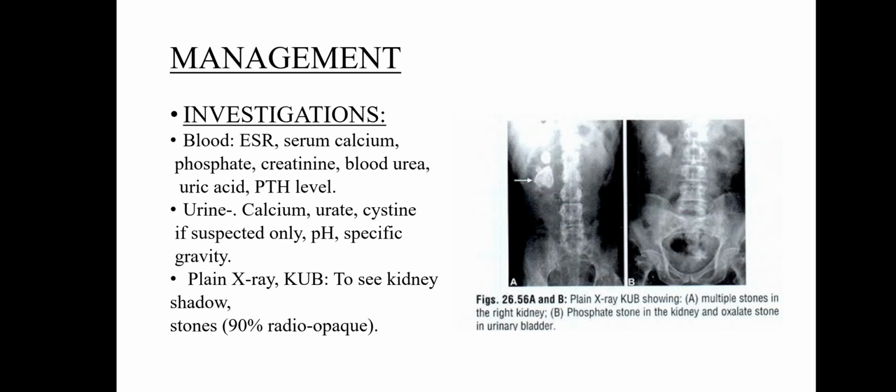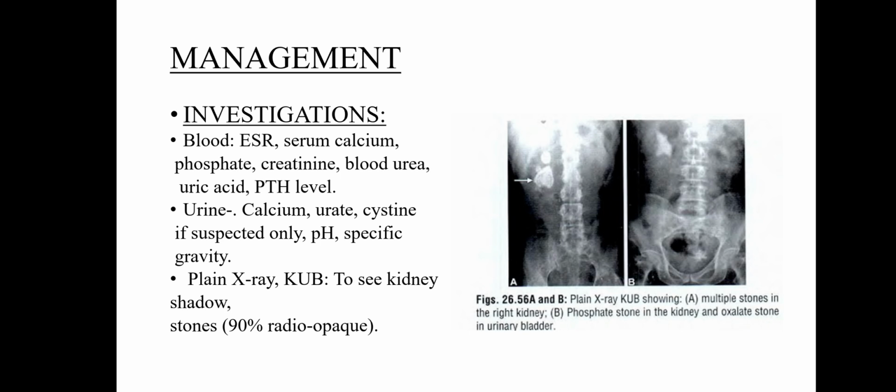So we see the stones. Next one is the management. Investigations like blood and urine investigations are done to identify the etiology, like parathyroid hormone, to check any parathyroid hormonal disturbances causing calcium metabolism impairment, because of which renal stones are formed. In urine also, calcium, urate, and cystine metabolism impaired, like cystinuria causes cystine stones.